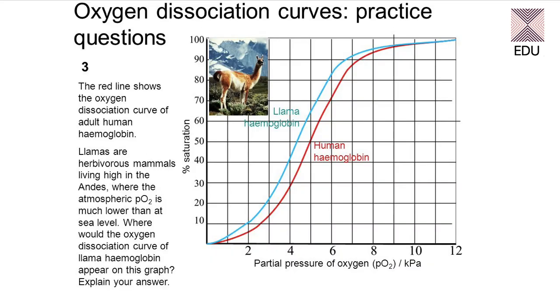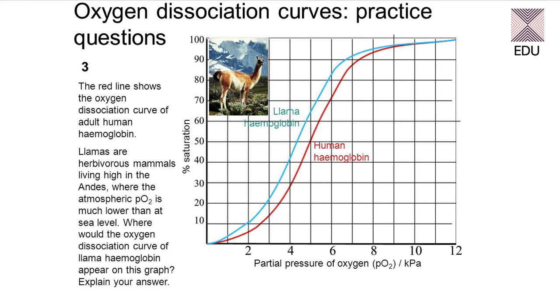Now this is a particular example of an oxygen dissociation curve in llama. As we know, llamas are found in mountainous environments. They are living on mountains, and on mountains we know that the partial pressure of oxygen is low.